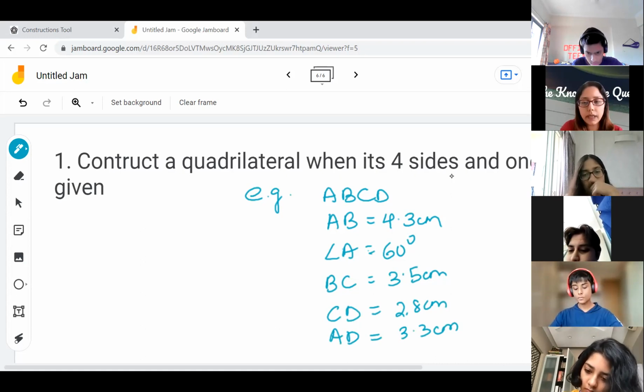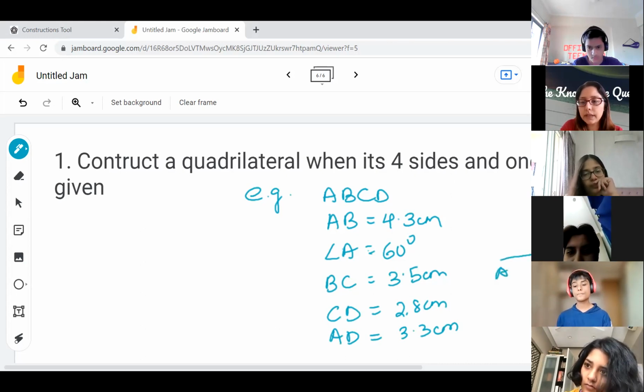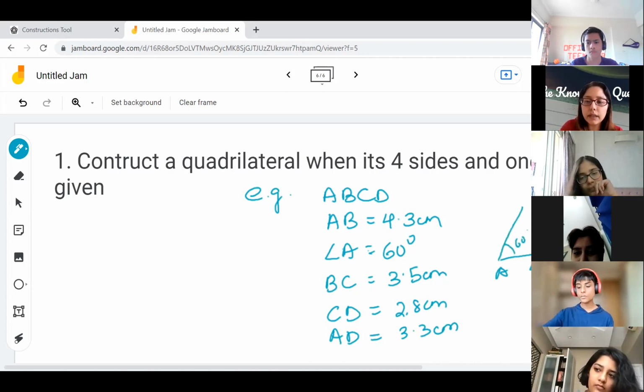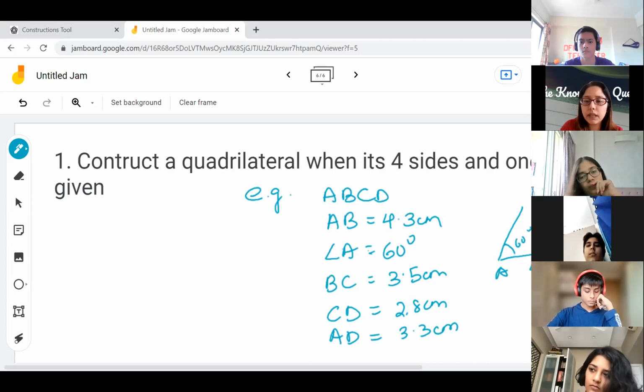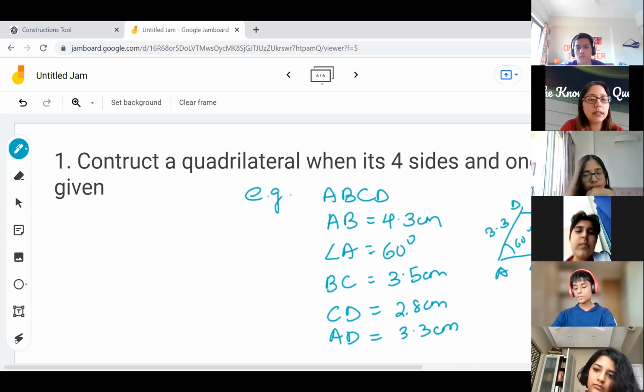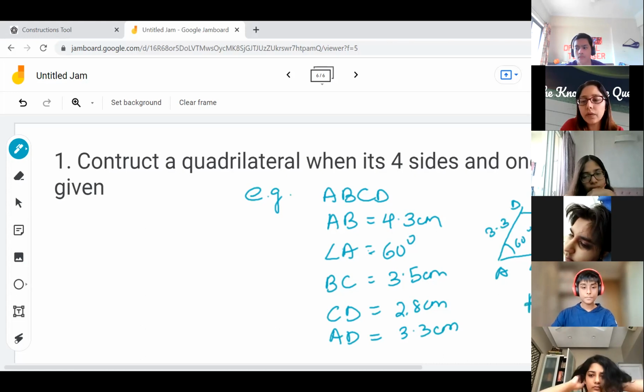ठीक है? So let's first check whether this is the type of construction we are learning. हम एक बार एक figure बना लेते हैं. So AB it is saying is 4.3 centimeters, तो इसको 4.3 लिख देते हैं. We are just drawing a rough figure as of now. Angle A is going to be 60 degrees. This angle is given as 60 degrees. BC यानी कि कुछ ऐसा होगा. BC is 3.5, CD is 2.8 and AD is 3.3. So this is just a rough figure which all of us are going to draw.